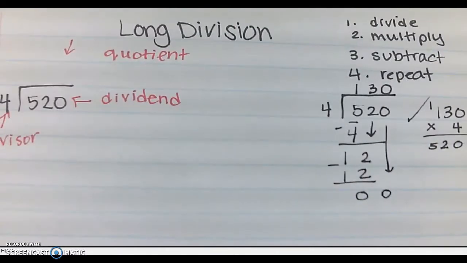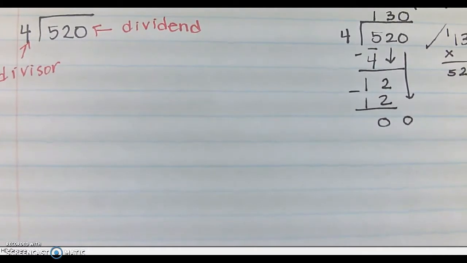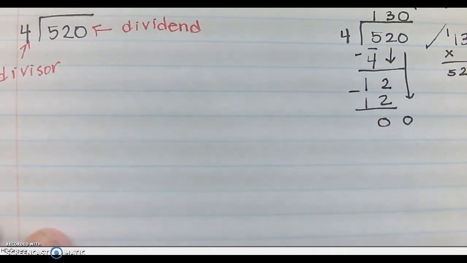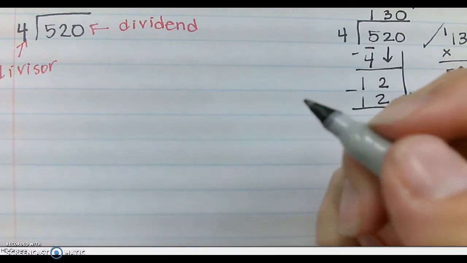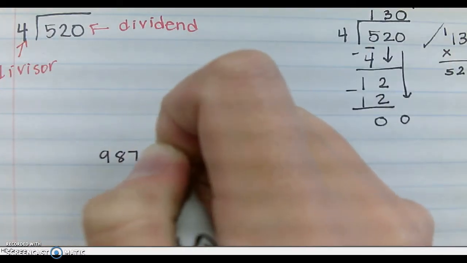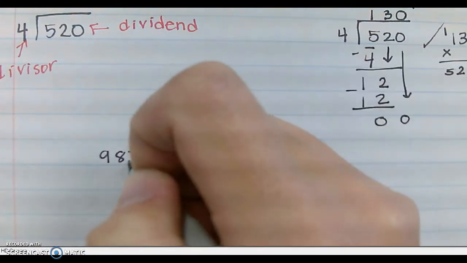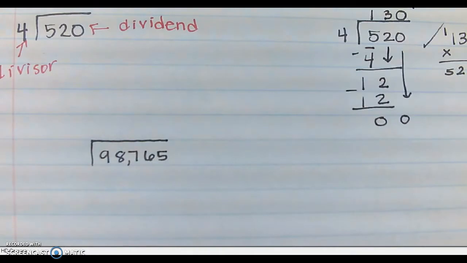All right, so let's do another problem together. And I'm going to pick kind of a scary problem, because I want you to see how easy long division can be if you know your multiplication facts. Okay? So here's my next problem. I'm going to pick a random number, 9, 8, 7, 6, 5. Okay? So that's going to be my dividend. And my divisor, let's say my divisor is 8.